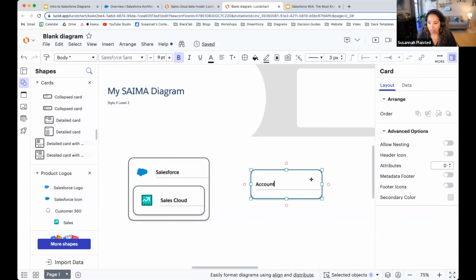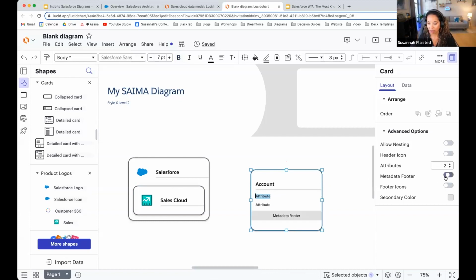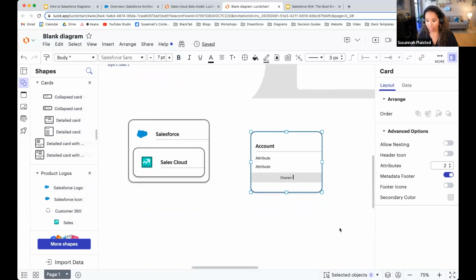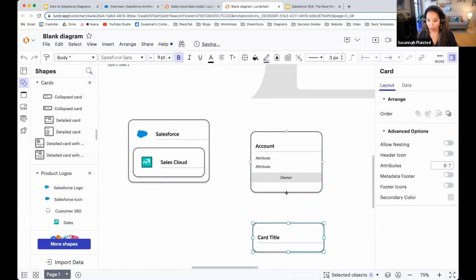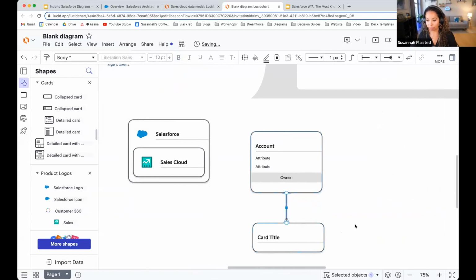And maybe you want to add some attributes because you want to make sure that your diagram is really rich and dense with information. So you could add information around key fields like a primary key or a custom field that you want to highlight. Or you could even use something called the metadata footer, which is where we typically recommend you put something like the owner, or if there were large data volumes, you could put that in this attribute as well. And then, of course, you can always connect your cards using those connectors that we have.